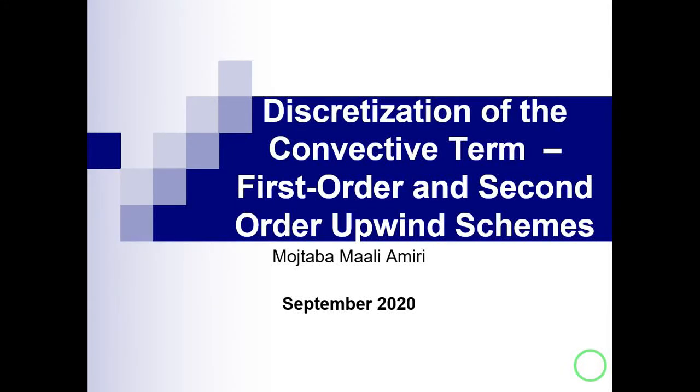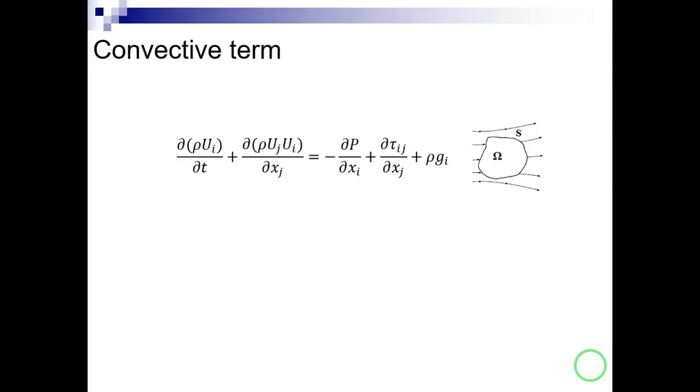Hi everyone, today I'm going to talk about the discretization of the convective term in the Navier-Stokes equations. Here we are going to focus mainly on the first order and second order upwind schemes. The Navier-Stokes equations in a differential form can be written like this. The convective term is shown here inside this red square.